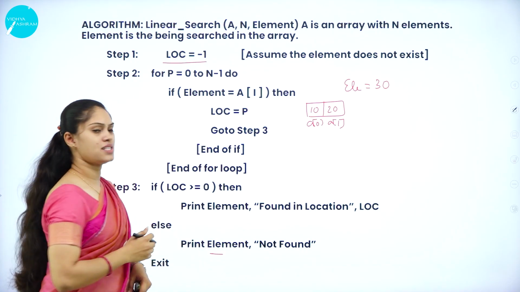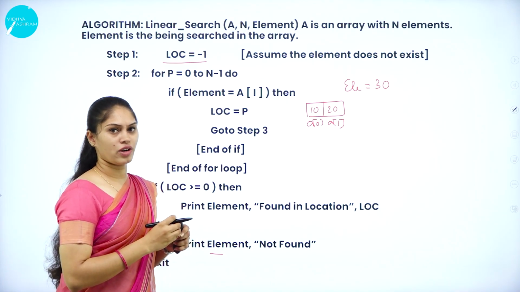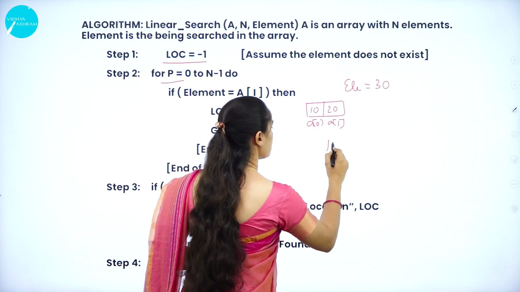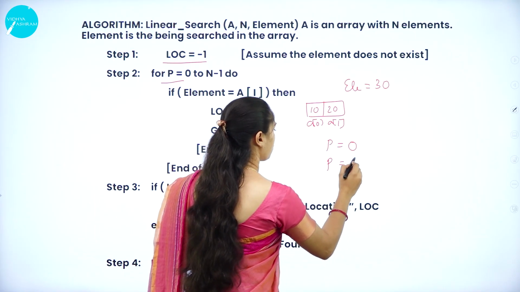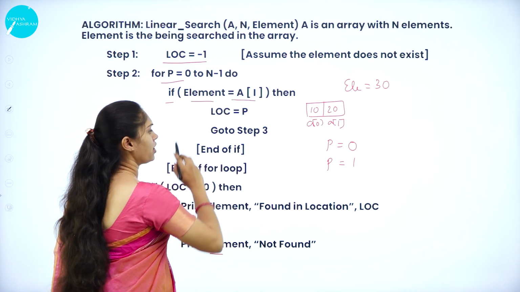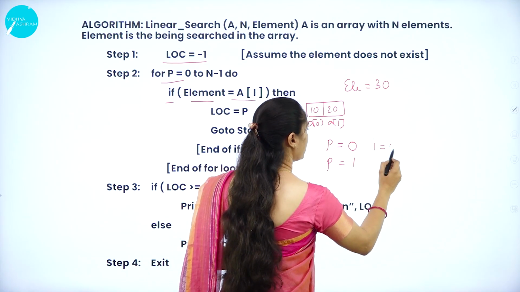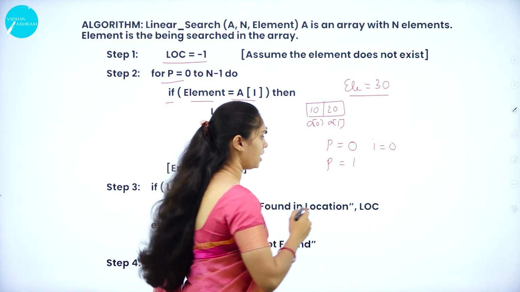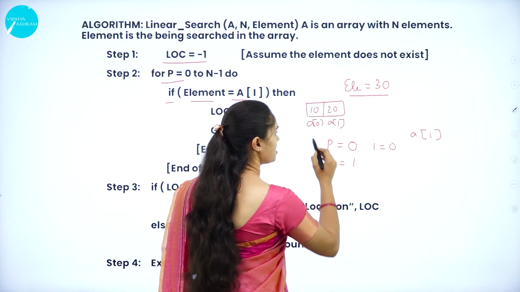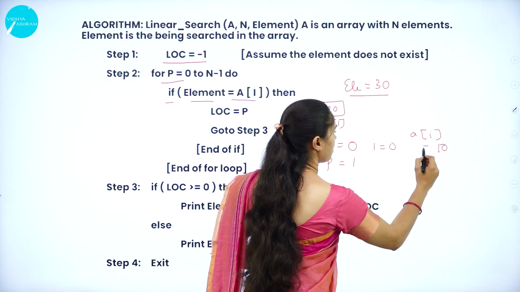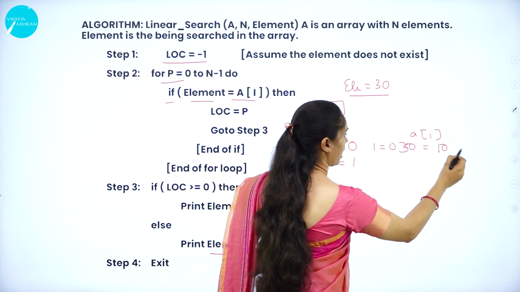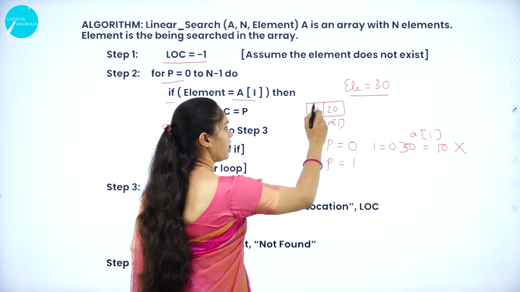So in the first step, I am going to assign the location to -1. Then I will start with position 0 to n-1, that is I equal to 0. We have only 2 elements, and if element is equal to A of I, so I is equal to 0 and I am searching for element 30. A of 0 is 10. Is 30 equal to 10? No. So it will move to the next element.